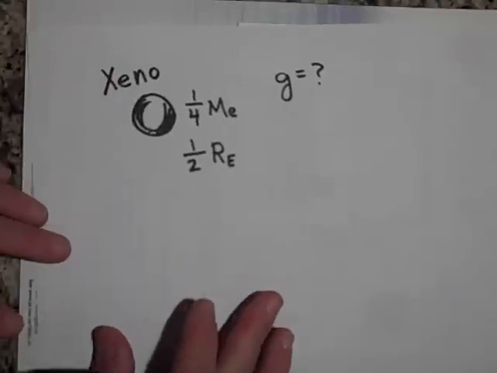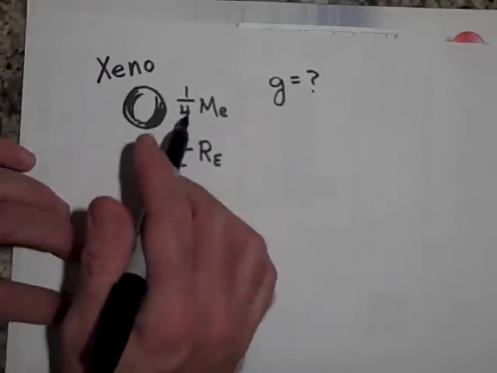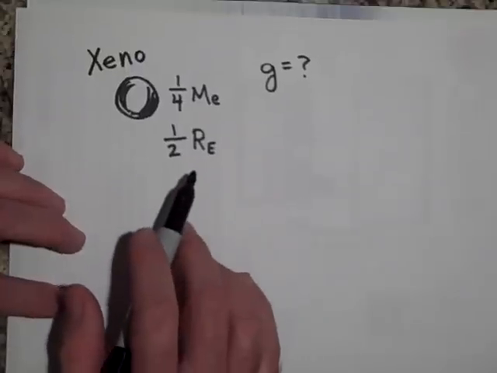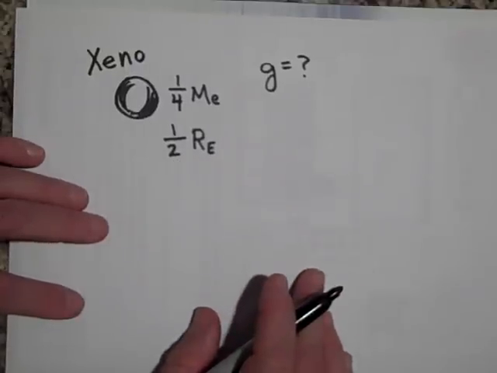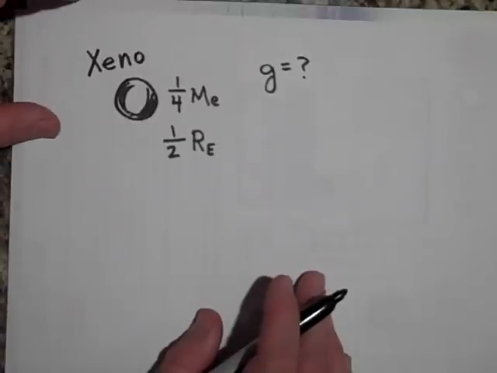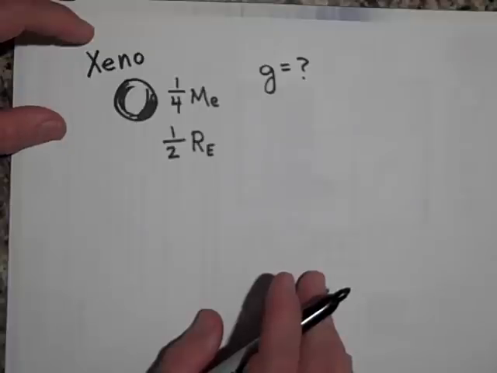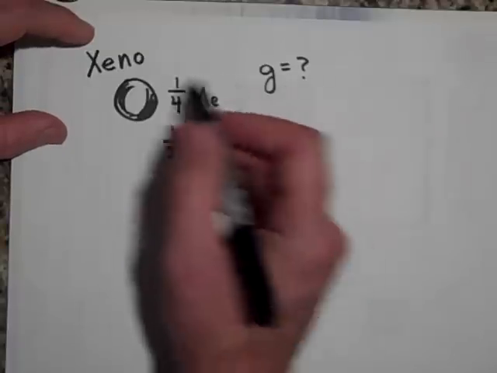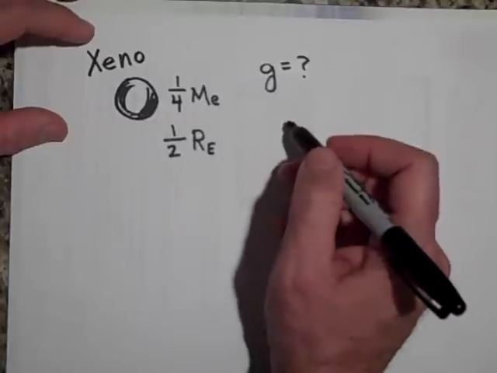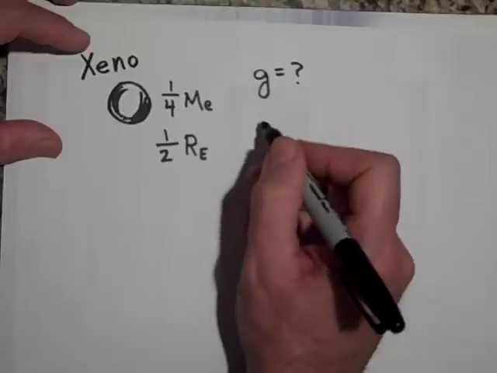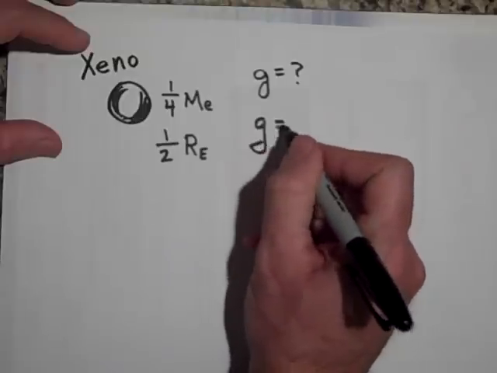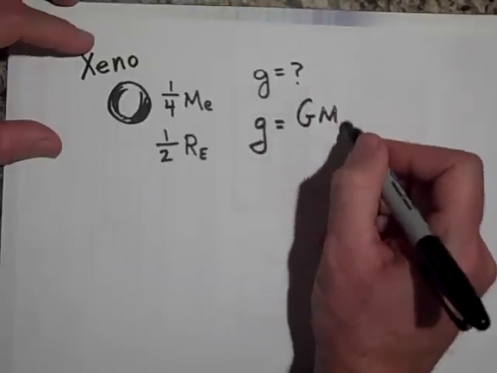Okay, let's try that again. Now we have planet Zeno. It's only got a quarter of the mass of the Earth, and it's got half of the radius of the Earth. So it's got a different density than the Earth has. And so what will be the g for Zeno? Okay, go ahead and pause and try and get this. Okay, the g for Zeno is going to be, I'm just going to use this equation again.